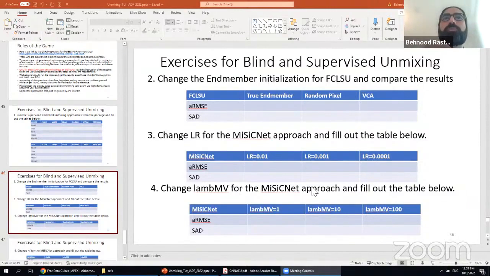And now you need to run the notebook twice, for true endmember and also random endmember. And then you can fill out this table and compare the overall abundance RMSE and SAD for different initializations. Obviously, the true endmember works better, but then you see the difference between random pixel initialization and initialization with VCA.